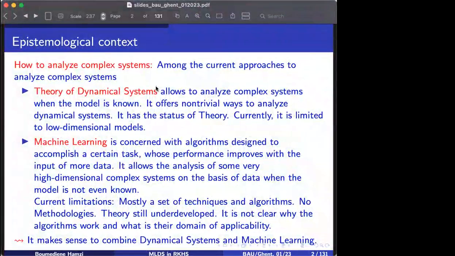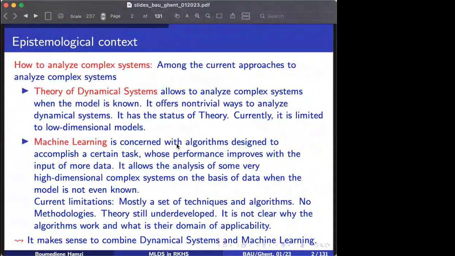On the other side, we have machine learning, which is quite popular. It is concerned with algorithms designed to accomplish a certain task whose performance improves with the input of more data. So it allows the analysis of some very high-dimensional complex systems on the basis of data when the model is not even known. But it is currently limited due to the fact that the techniques that are used are mostly techniques and algorithms. There are no methodologies. The theory is still underdeveloped, and it's not clear why the algorithms work and what their domain of applicability is.